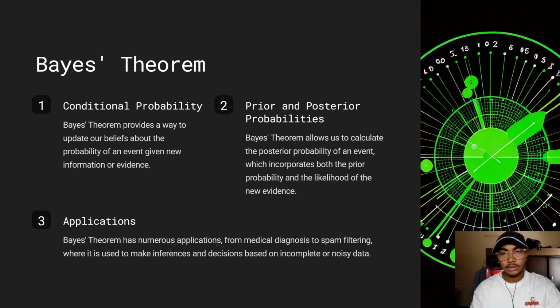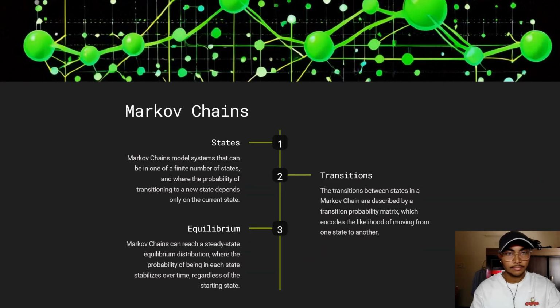Bayes' theorem allows us to calculate the posterior probability of an event, which incorporates both the prior probability and the likelihood of the new evidence. Applications. Bayes' theorem has numerous applications from medical diagnosis to spam filtering, where it is used to make inferences and decisions based on incomplete or noisy data.